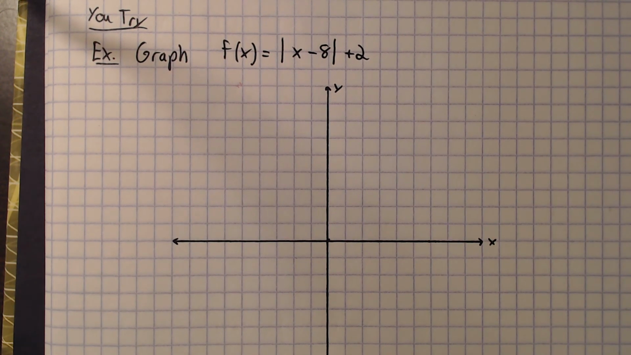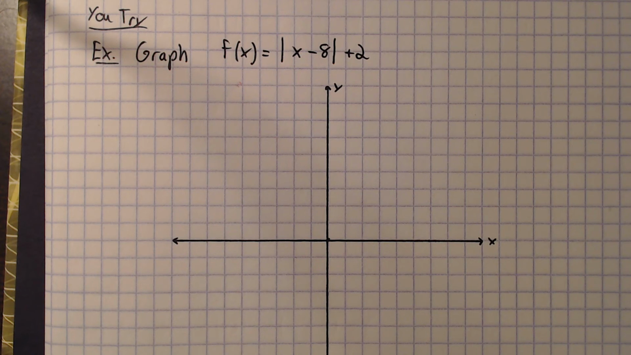This one's an absolute value function. So remember, we're going to be making a V shape with this one. See what you come up with. Pause the video, check it out in a few seconds, and see how you did.